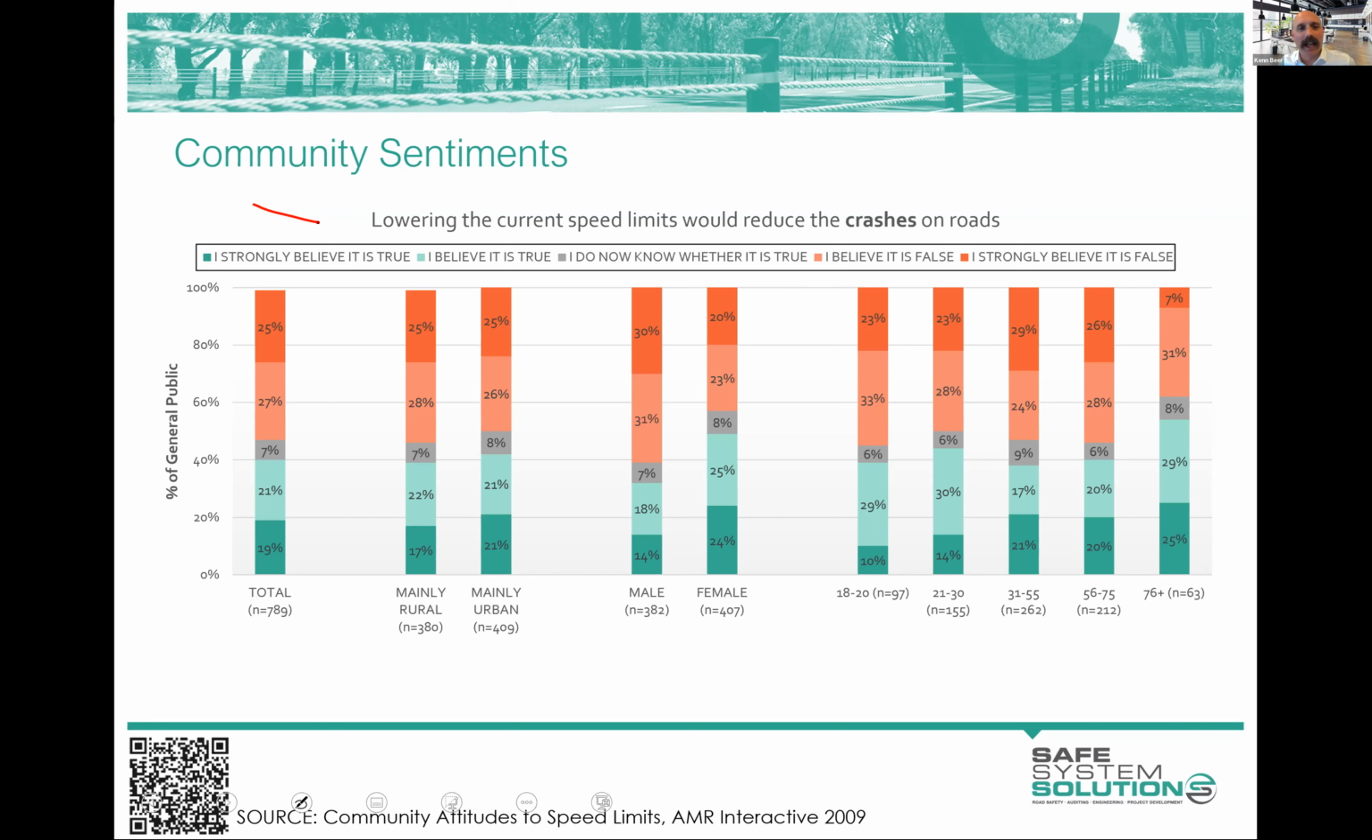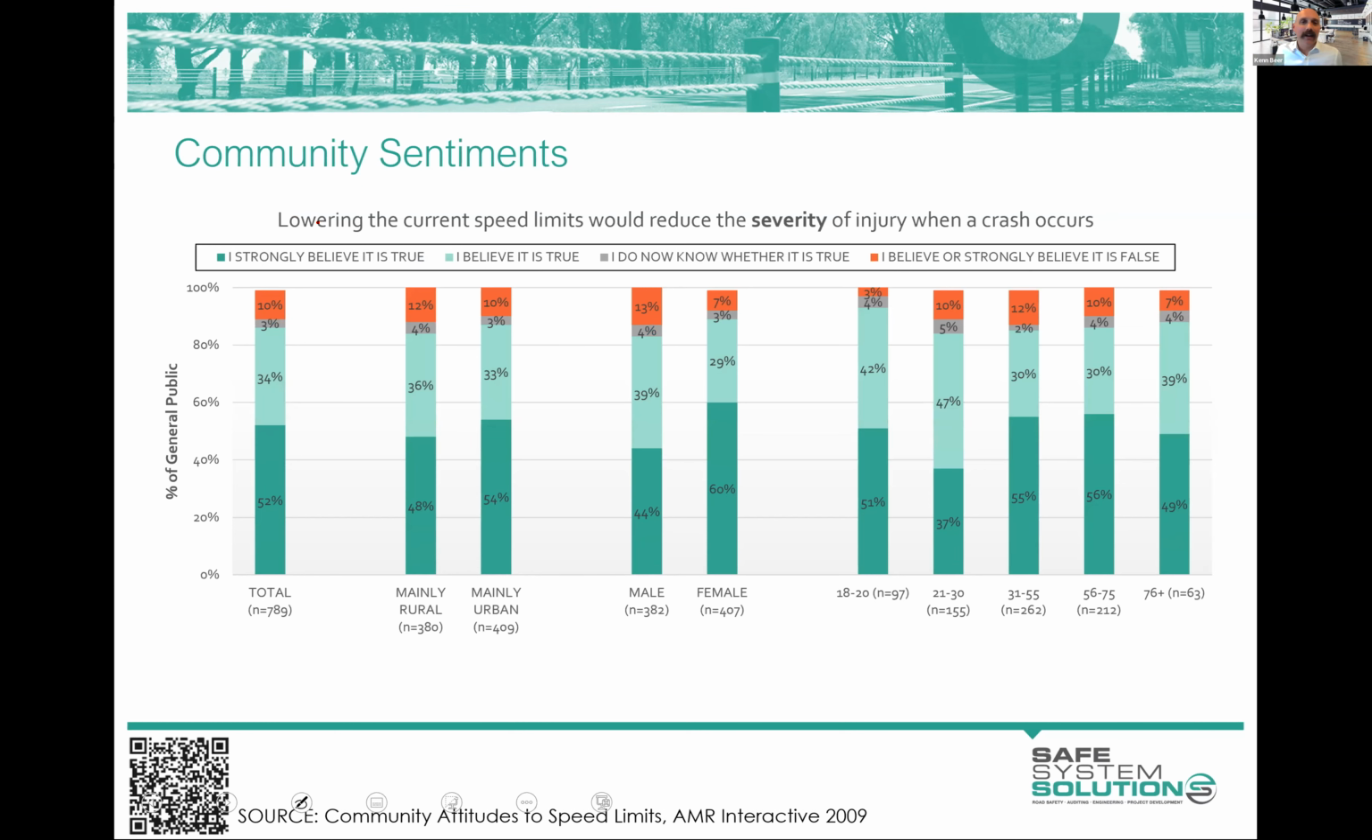Very occasionally there's some rare change in speed limit and it doesn't have an effect for one reason or another, but it's very well understood. But half the community just goes, no, I don't agree with that, or I strongly believe it's false. So we've got a lot of work to do there. When asked whether lowering the current speed limit would reduce the severity of injury when a crash occurs, people are much more accepting of that.